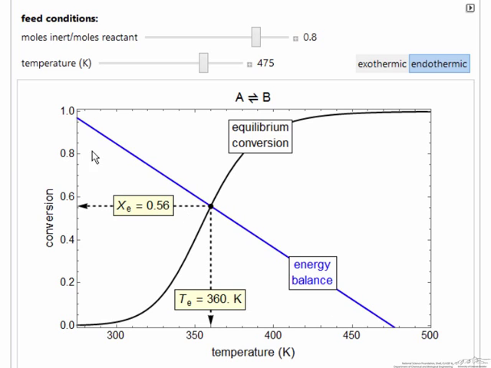Now the energy balance is reversed because the reaction will cool down material as it moves through and reaction takes place. And equilibrium conversion increases as you increase temperature for an endothermic reaction. Again, you can look at how the feed temperature and the moles of inert then affect conversion in this adiabatic reactor with an endothermic reaction.